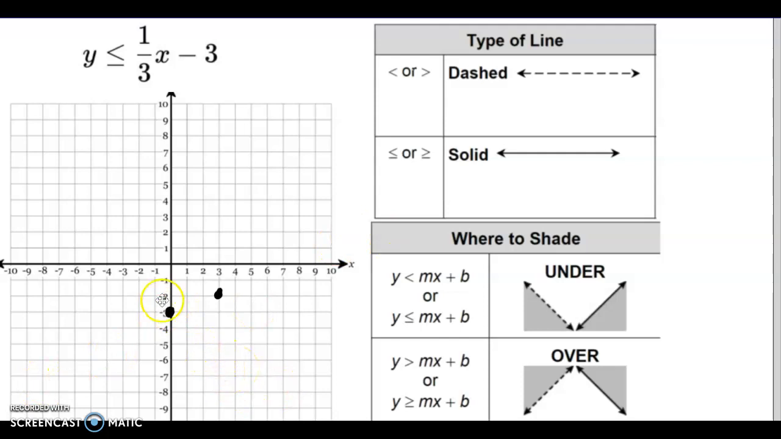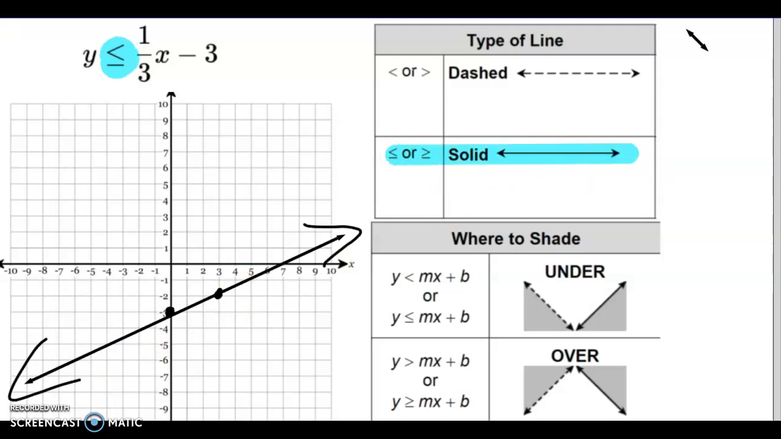But here, this is an inequality, so you have some other things that are part of the solution as well. In this particular case, everything on that line is part of the solution, and you can tell because you have an equal to. So with that equal to, you draw a solid line. This is less than or equal to.